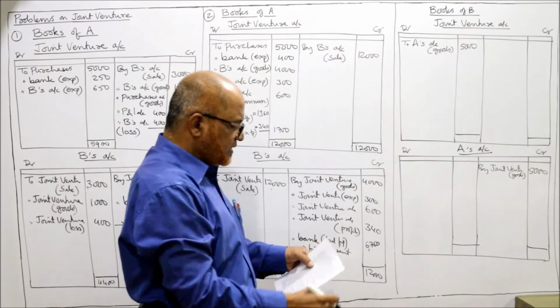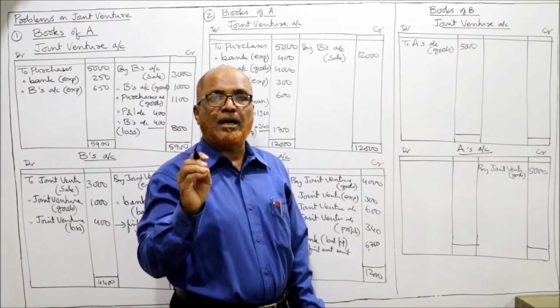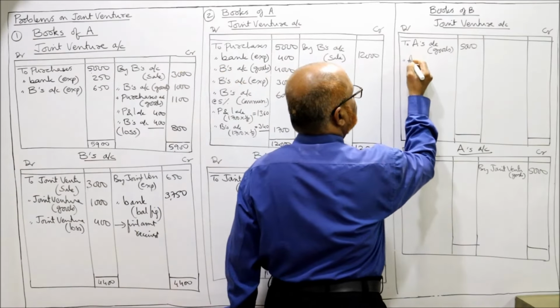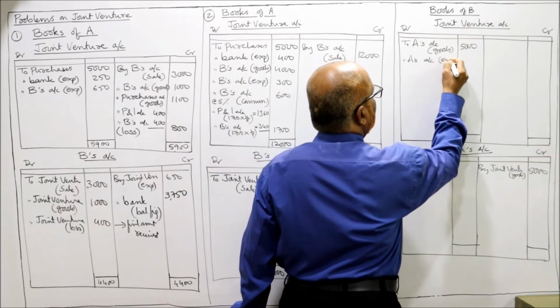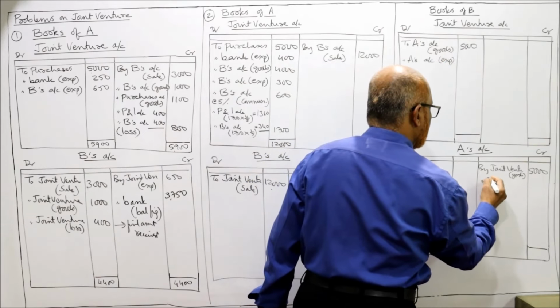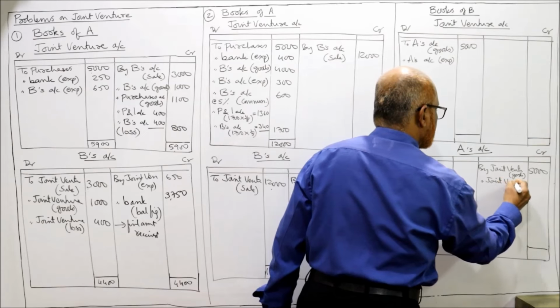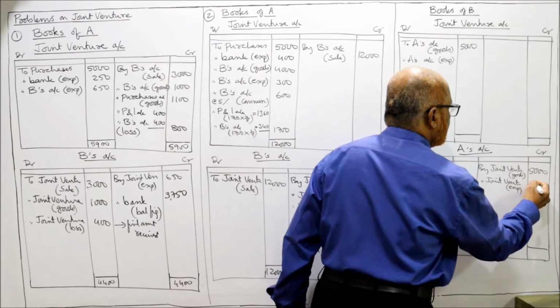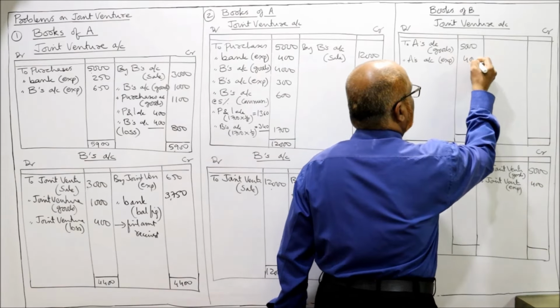And A incurs expenses of rupees 400. 400 rupees are paid by A. So joint venture account debited to A's account, expenses by joint venture expenses. How much expenses? 400 rupees expense are paid by A.